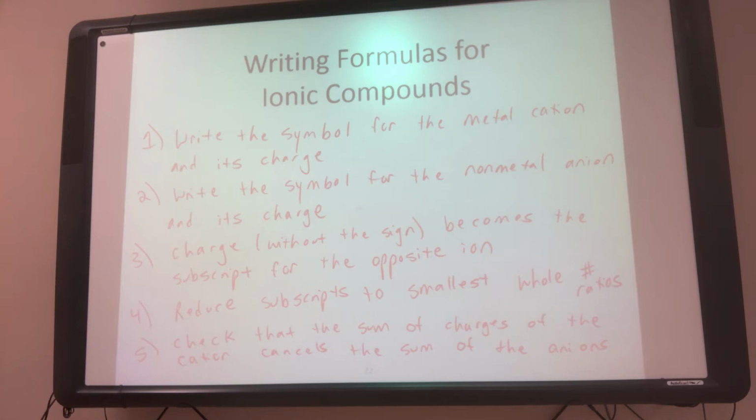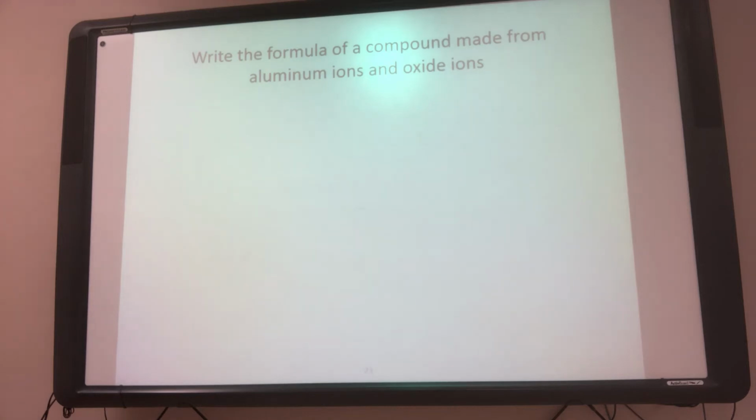Alright, so the best way to learn how to write formulas is just to practice them. So in this chapter, we're going to have a lot of practice. I'm going to do a lot of practice problems showing you how to do this. Alright, so this problem says write the formula of a compound made from aluminum ions and oxide ions.